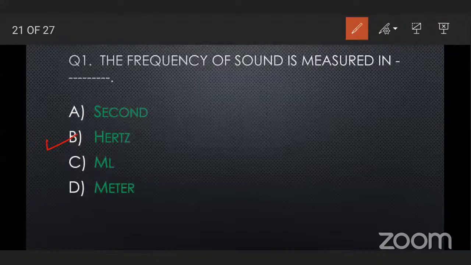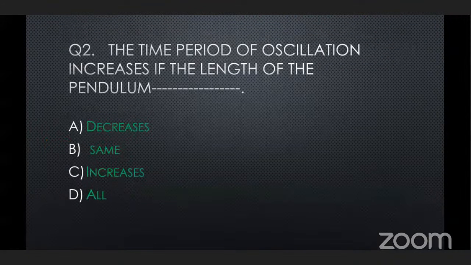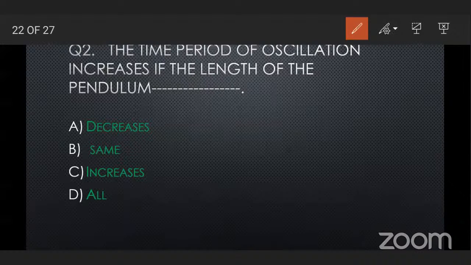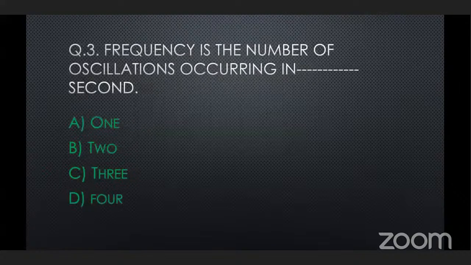Second question. The time period of oscillation increases if the length of the pendulum decreases, increases or remains the same? Increases. Very good. Option C. The time period is directly proportional to the length of the pendulum. If the length of the pendulum increases, the time period of oscillation increases.